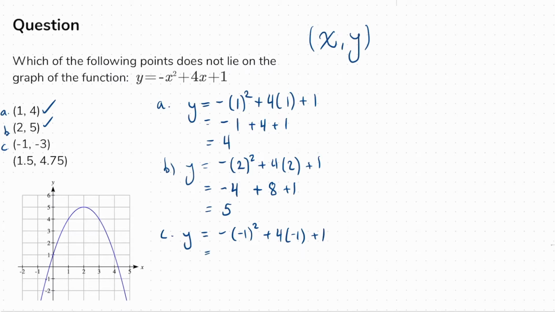Okay, so minus 1 squared is still 1, so that's still minus 1, minus 4, plus 1. Minus 1 minus 4 is minus 5, plus 1 is minus 4. So as we can see, it's not giving us the precise value that we were looking for. So C doesn't work. Let's just try D to see if that one is also not working.